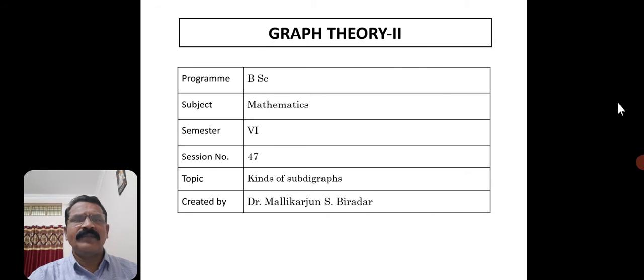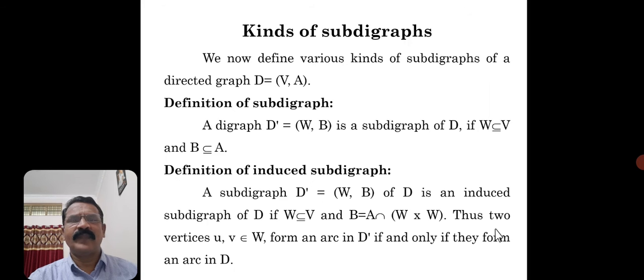So the 47th session of Graph Theory 2, on the topic of digraphs, is kinds of subdigraphs. So the topic is kinds of subdigraphs. In the case of undirected graphs, we have studied subgraph, spanning subgraph, induced subgraph, like that different subgraphs. So here also we are going to study different kinds of subgraphs. Okay.